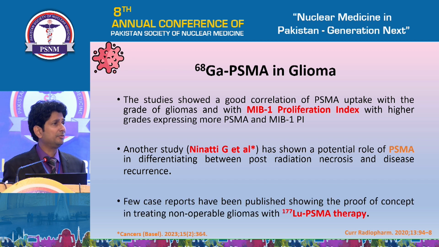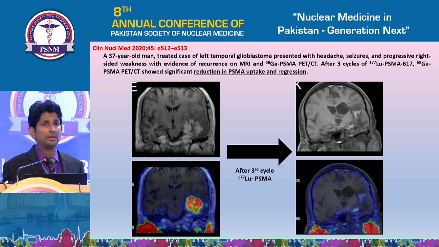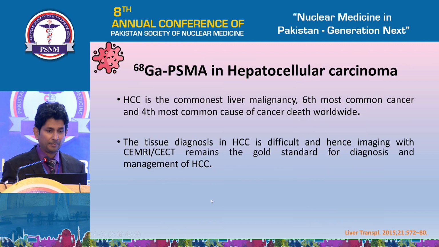And there are a few proofs of concept regarding the role of lutetium PSMA therapy in cases of complicated gliomas. This is a case reported in 2020, and this patient underwent 3 cycles of lutetium therapy, and you can see that there is a very good objective and radiological response in this patient, and you can easily see that there is a reduction in uptake of this glioma tumor.